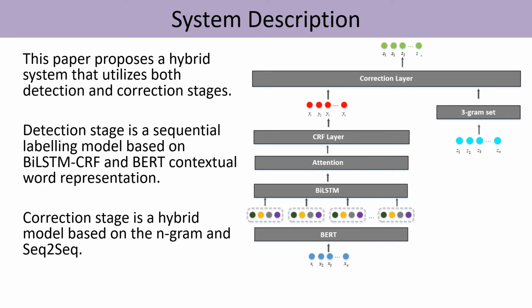Next, I will briefly introduce the hybrid system that we proposed. This paper proposes a hybrid system that utilizes both detection and correction stages. The detection stage is a sequential labeling model based on BiLSTM and BERT contextual word representation. The correction stage is a hybrid model based on the n-gram and sequence-to-sequence model.